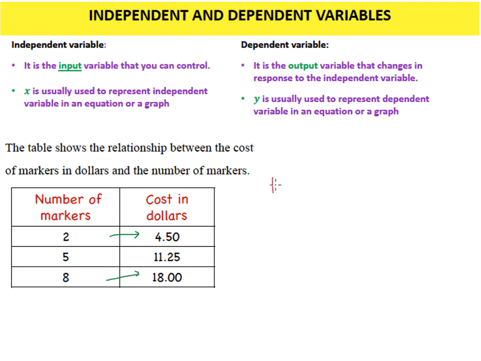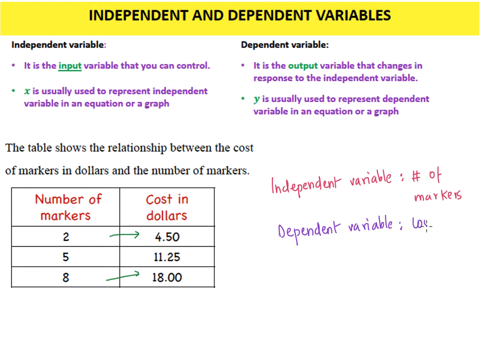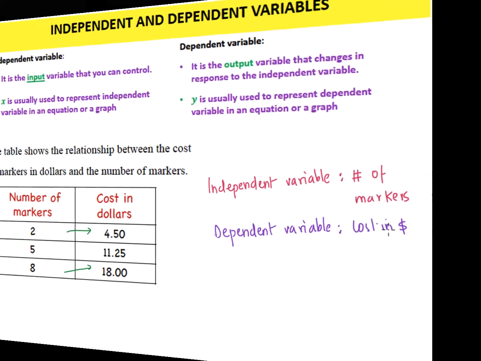So the independent variable is the number of markers. Let me write that down. Number of markers. And the dependent variable is the cost in dollars, because the cost or how much you spend will depend on the number of markers you buy. You buy no markers, you end up spending no money at all.